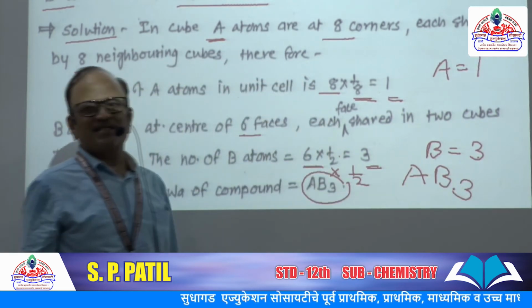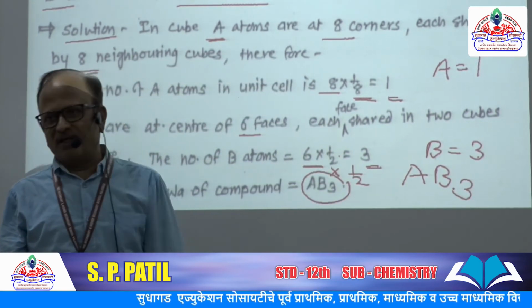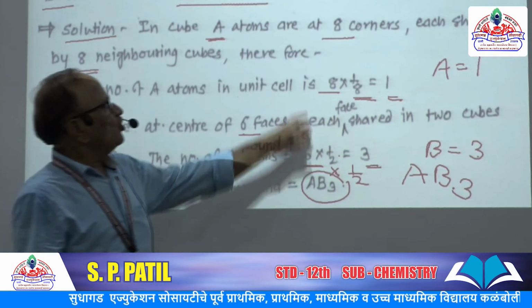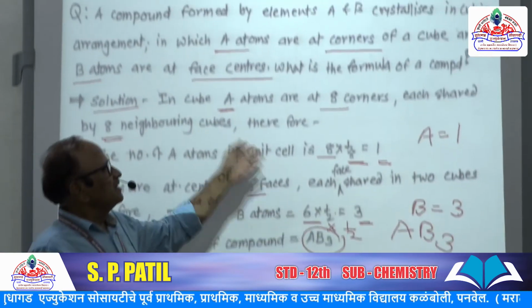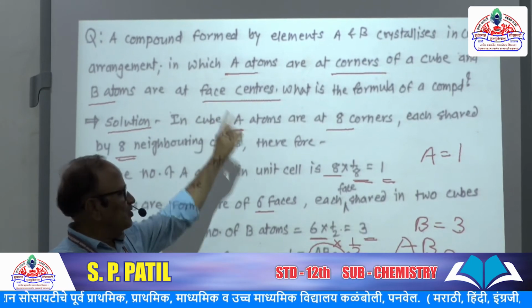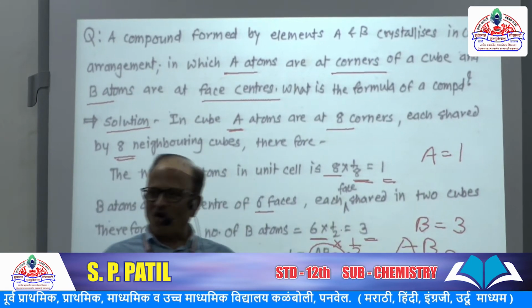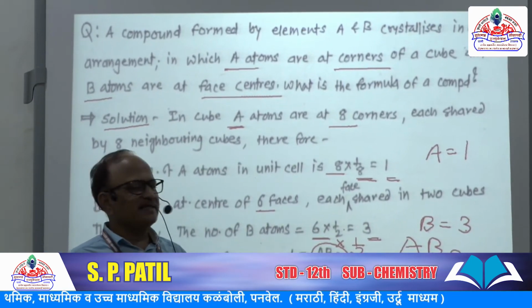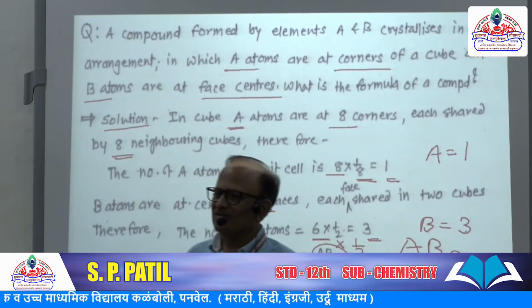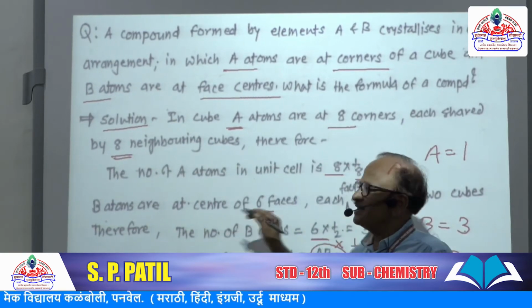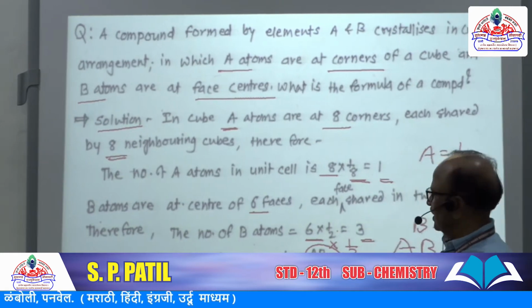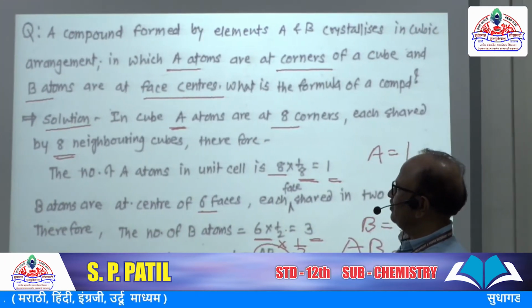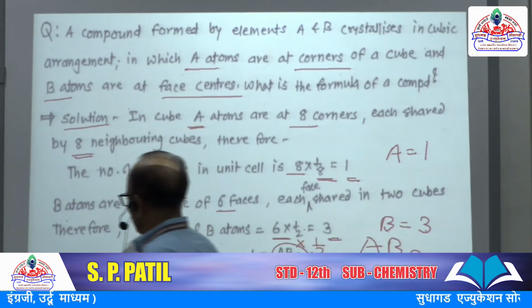AB3 is the formula of that particular compound. Got it? So that we have discussed by using the provided data. A is present at the corners of the cube and B is present at the centers of the faces of the cube. Okay, so the formula is AB3.